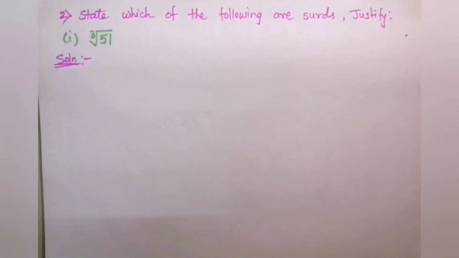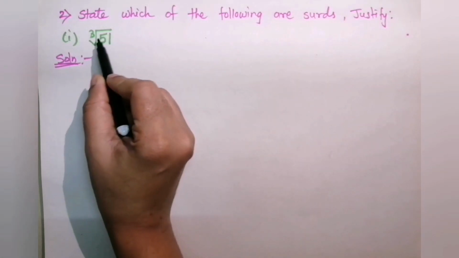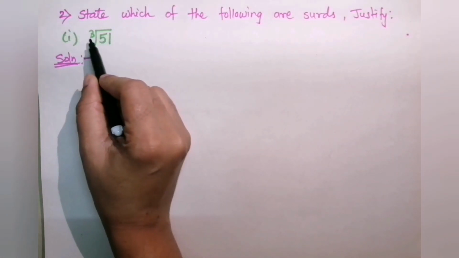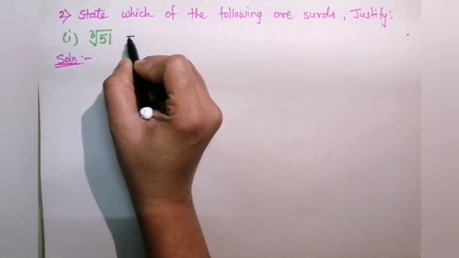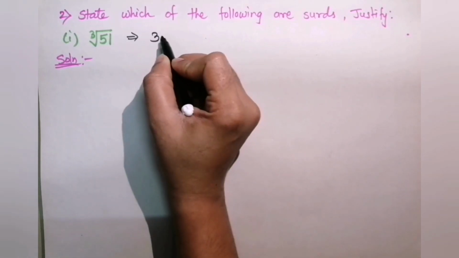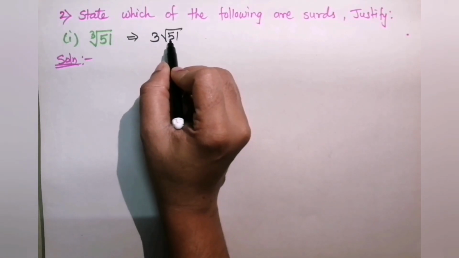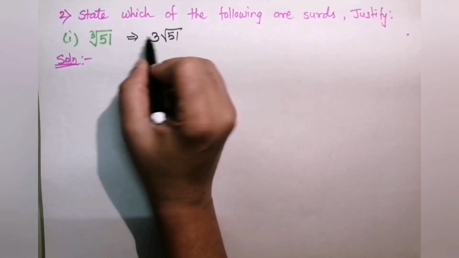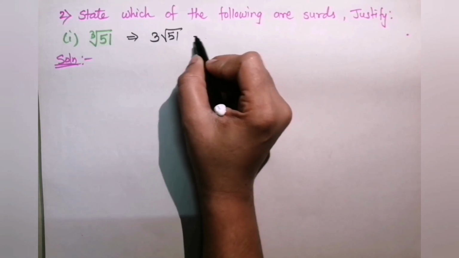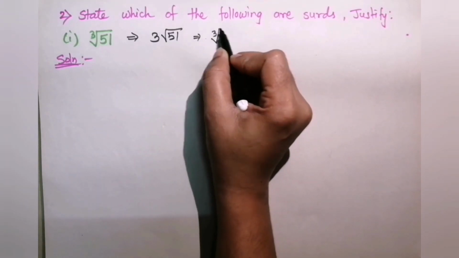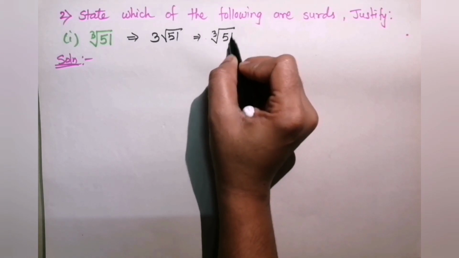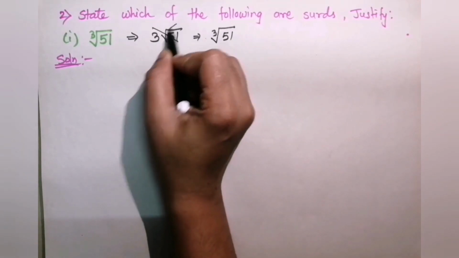Now students, look at question number 2. State which of the following are surds, justified. Now look at question number 1. Cube root of 51. Don't write it like 3 square root of 51; this is the wrong way to write. Always remember that this is a cube, so you can write it like that. This is cube root of 51.